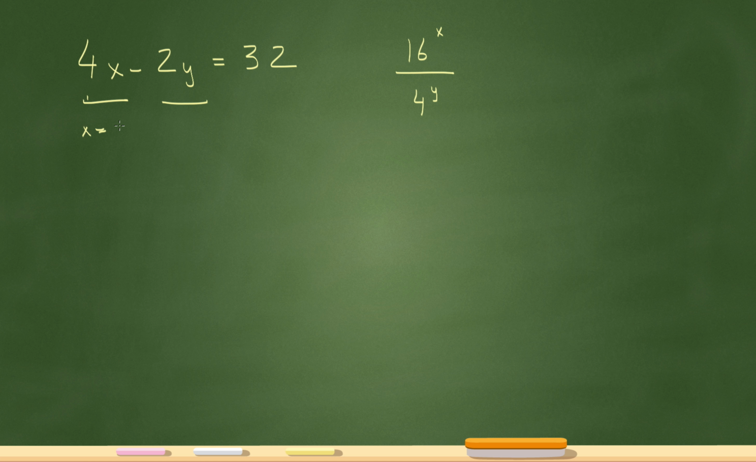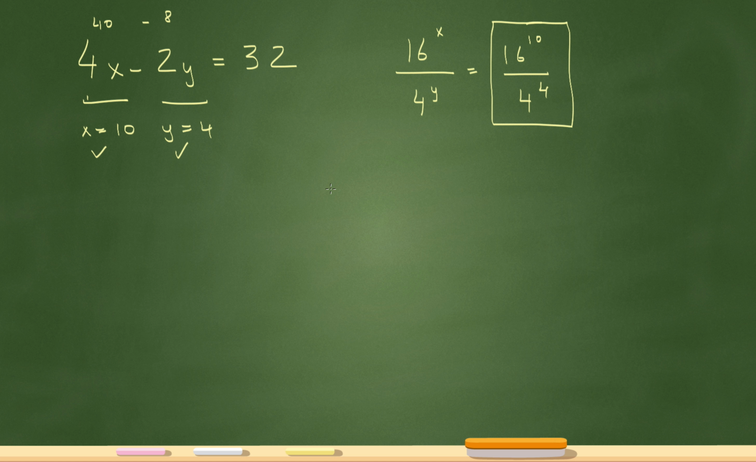So let me make x, let's say 10, and if I make x 10, y must be 4, and here's why. 10 times 4 is 40, 2 times 4 is 8, and 40 minus 8 is 32, so that's why 10 and 4 works out. So now if that's the case, this will be 16 to the 10th over 4 to the 4th. Now, if you look at the answer choices, this obviously doesn't match up, so what we have to do is simplify this expression a little bit.